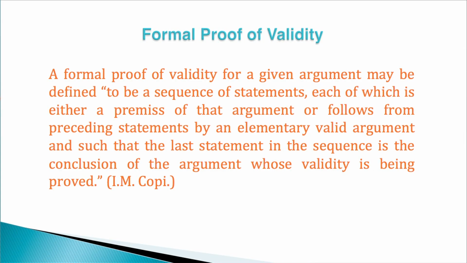A formal proof of validity for a given argument may be defined to be a sequence of statements, each of which is either a premise of that argument or follows from preceding statements by an elementary valid argument, and such that the last statement in the sequence is the conclusion of the argument whose validity is being proved. This definition is taken from Copi's book, Symbolic Logic.